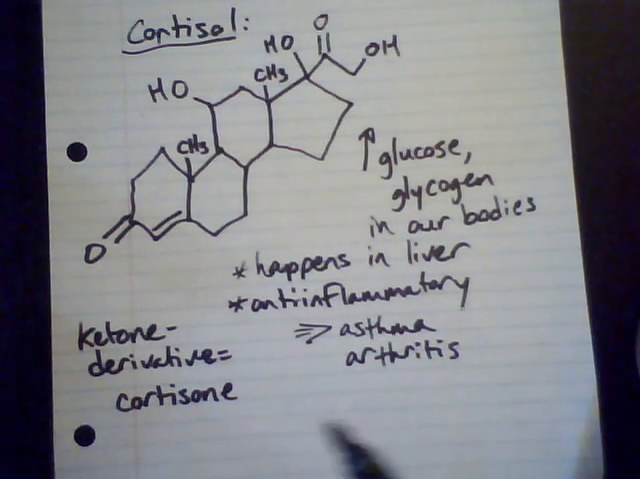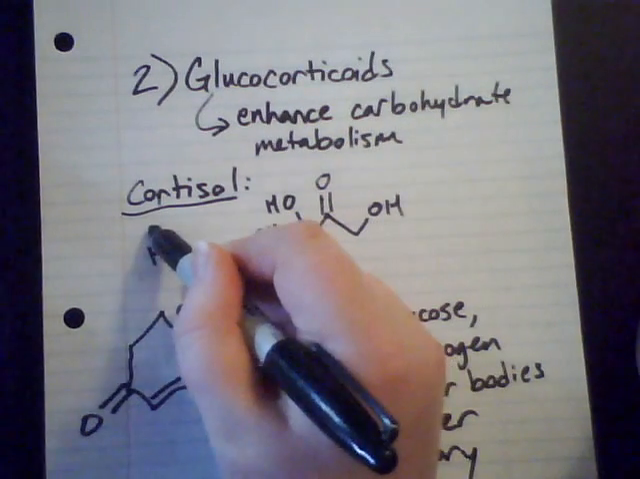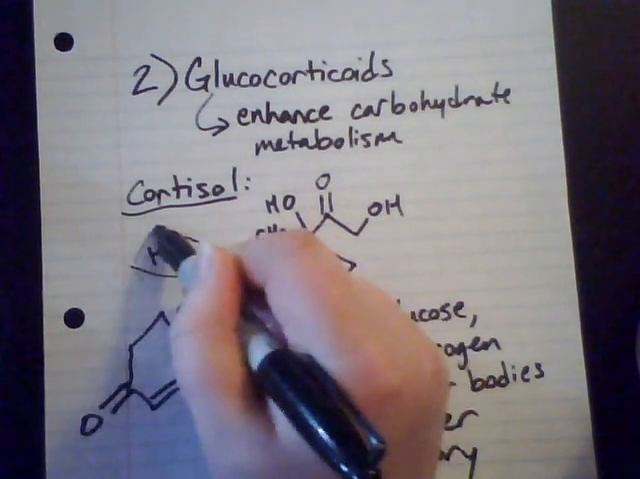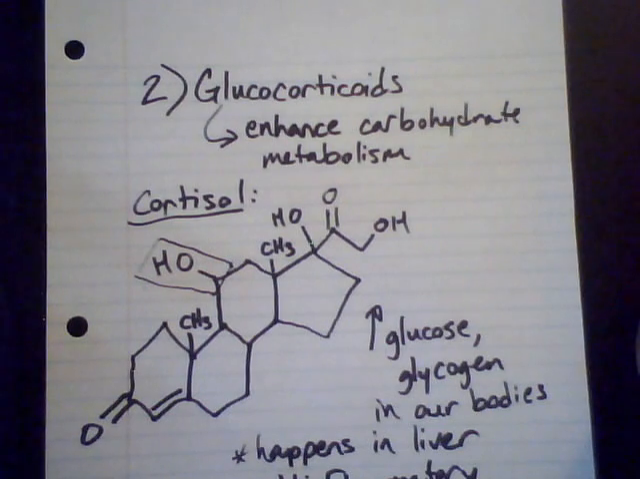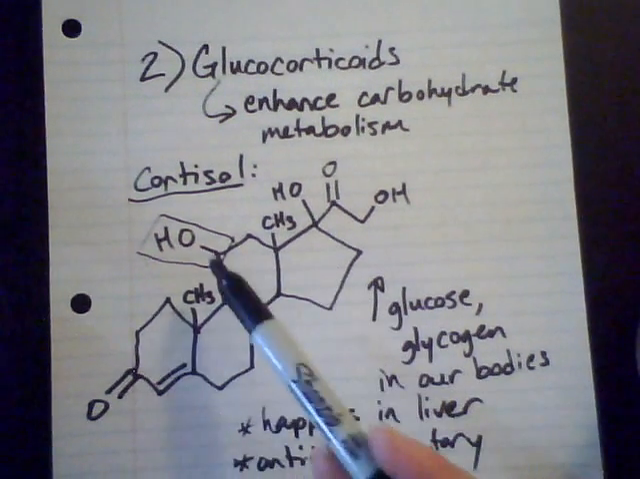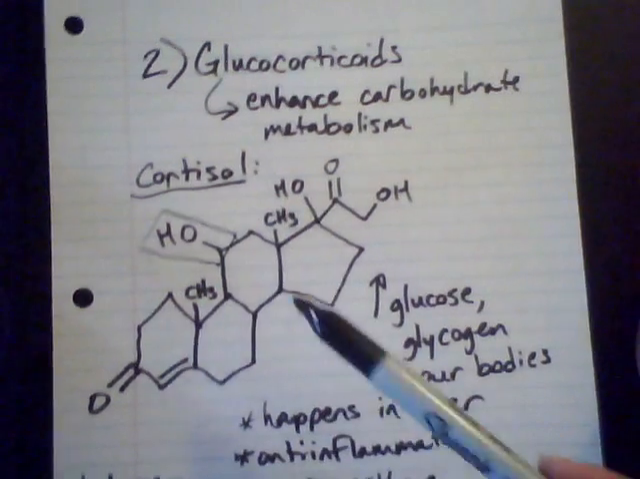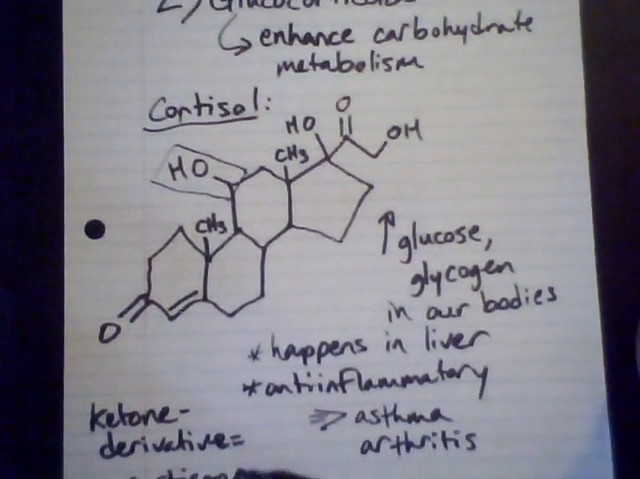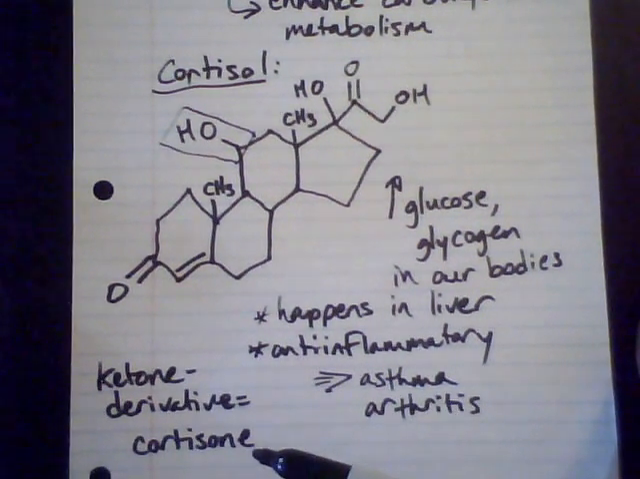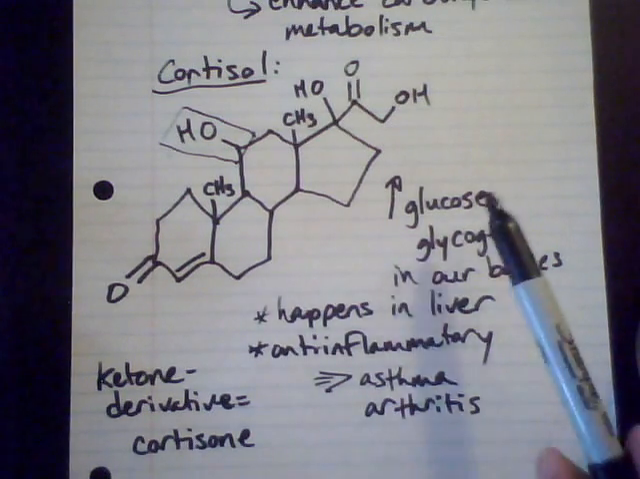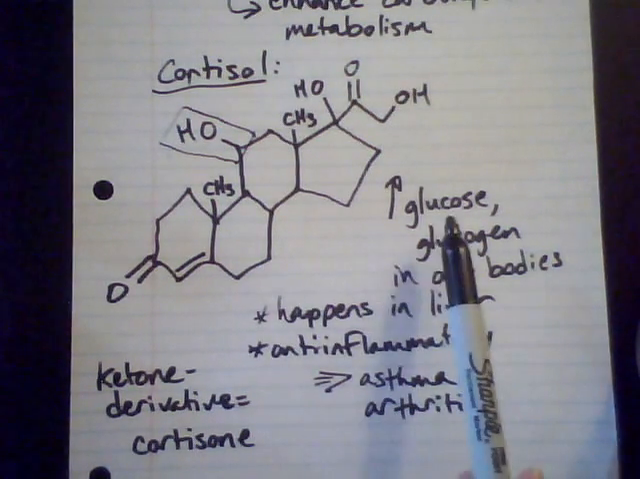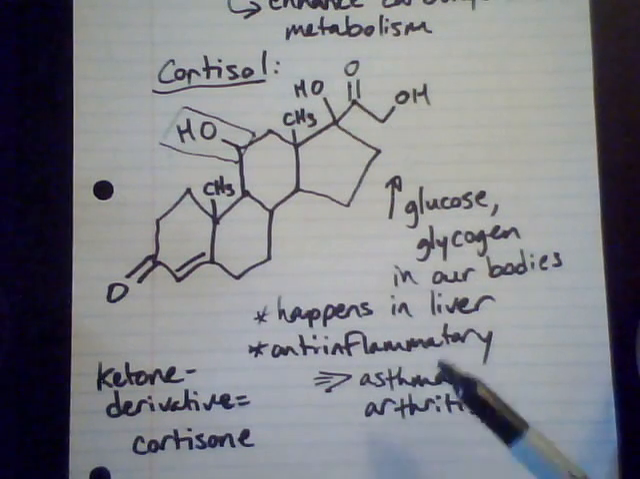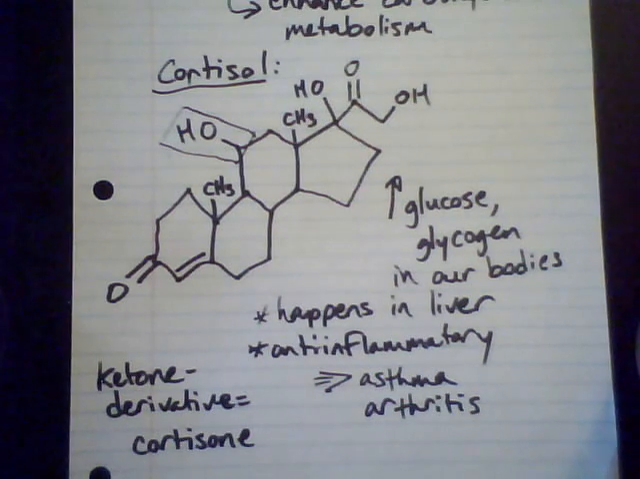So cortisone and cortisol are very similar to each other. The only difference is in this alcohol group right here. This alcohol group in cortisone is a ketone instead of an alcohol, and that's the difference in the naming as well. So the alcohol group there is cortisol. If that's a ketone group there, then it's cortisone. Okay, and they both do similar things in the body, but cortisol is more involved with our carbohydrate metabolism, and cortisone is more involved in the anti-inflammatory stuff, just in general. Okay. So that's a glucocorticoid.